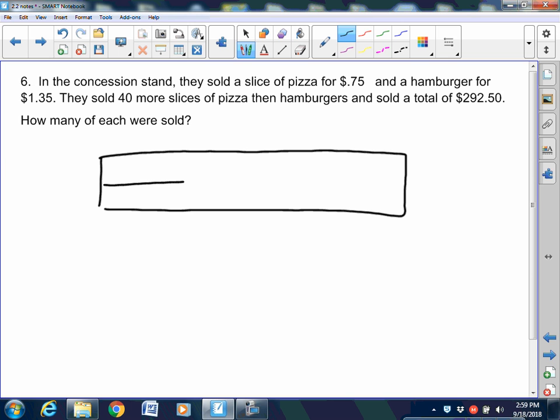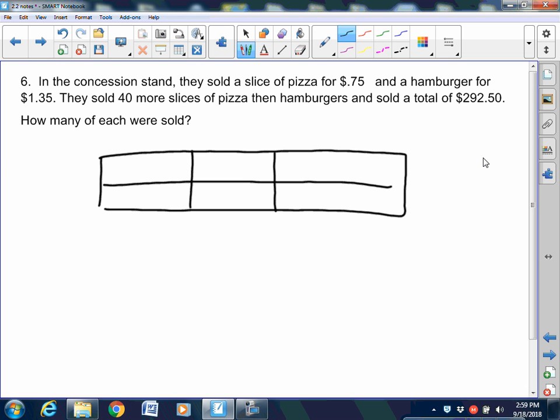You don't have to make it as big as mine, but I know. I got this out of an old book, and it says, in the concession stand, they sold a slice of pizza for 75 cents and a hamburger for $1.35. They sold 40 more slices of pizza than hamburgers, and they sold a total of $292.50 worth of hamburgers and pizza. How many of each were sold?